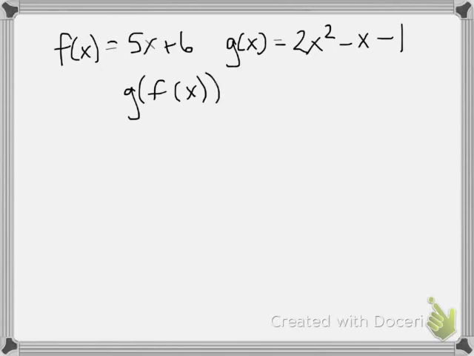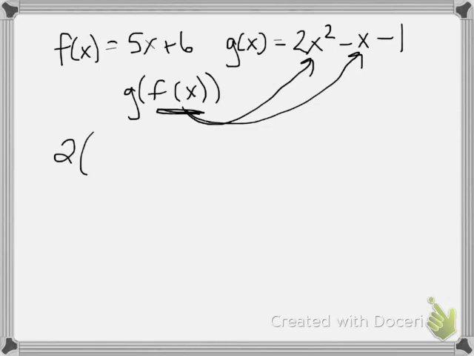All right, how am I going to actually go about getting my new function? Well, what this notation is telling me is I need to plug f of x into g everywhere I see an x. And so I'm going to write, instead of g of x, I'm going to write g of f of x. So I'm going to write 2, and instead of writing x, I'm going to write f of x, which is (5x plus 6) squared, minus, well, instead of writing x, I'm going to write f of x, (5x plus 6), minus 1.